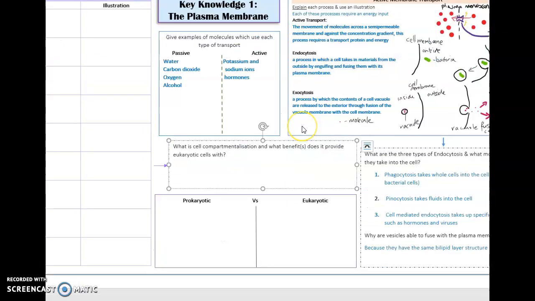Okay, we're going to move a little bit into the second key knowledge, which is about cell compartmentalization and the organelles of the cell. What cell compartmentalization is, it's creating little compartments inside the cell. So, for example, the nucleus is a little compartment where the DNA is housed. The mitochondria is another compartment with some very special internal environments that allow some very important chemical reactions to happen.